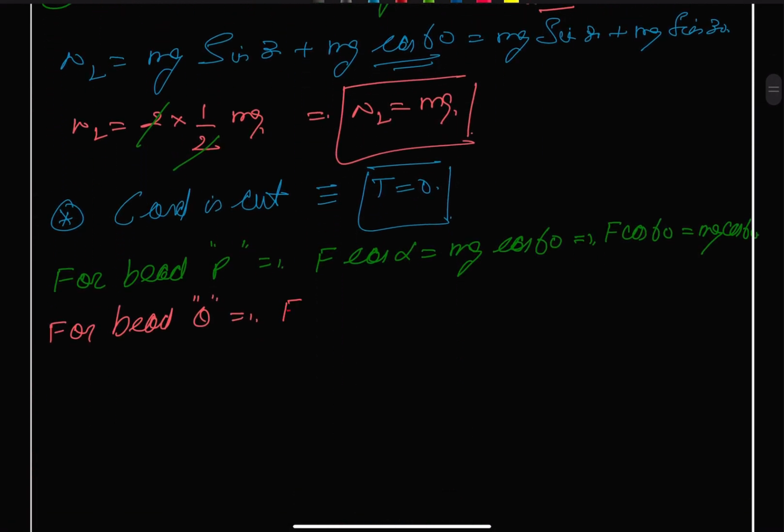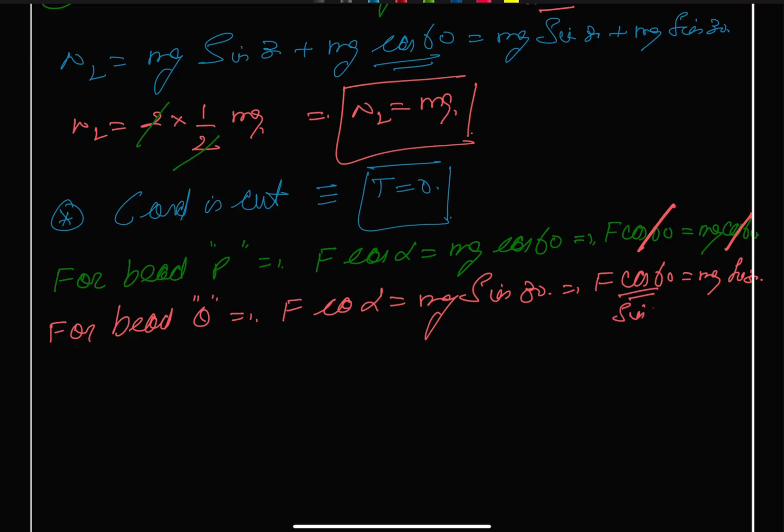So we have F cos of alpha is equal to mg sine of 30, and if we substitute it, we get F cos of 60 is equal to mg sine of 30. From both the equations, these two will cancel out, and because cos of 60 we can write as sine of 30, these two also cancel out. Therefore we get that our force F is equal to mg.